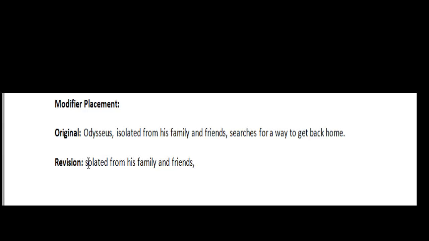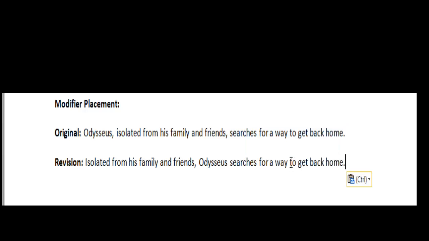Oops. Technical difficulties. So we place the modifier at the beginning of the sentence. We type in the word Odysseus right after, because that is who is isolated from his family and friends. And then we copy and paste the verb phrase right after the subject.